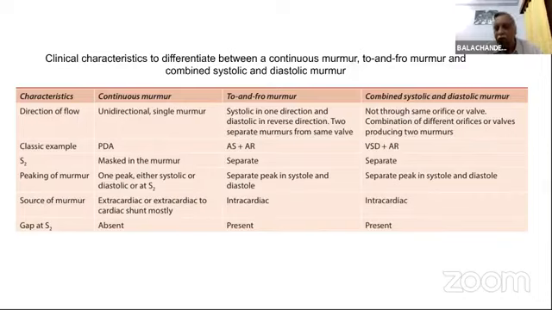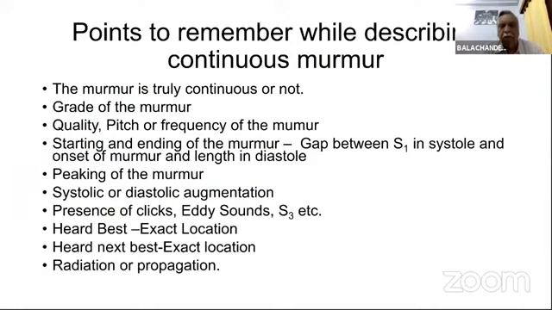The S2 is masked, whereas the S2 is separate in all the others. The peaking is one peak for the continuous murmur, whereas separate peaks for the other two. And the source of the murmur is extracardiac, whereas the other two are invariably intracardiac. And the gap at the S2 is absent. So this is an important slide, which will tell you the difference between the three types, which are usually present.